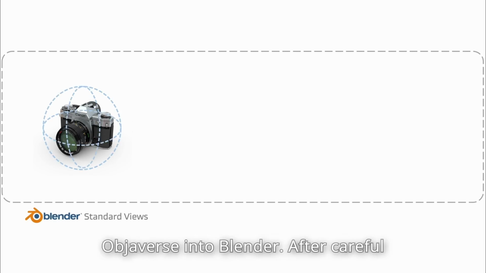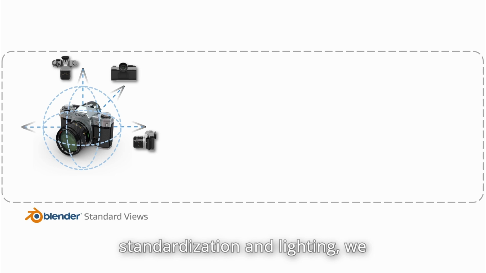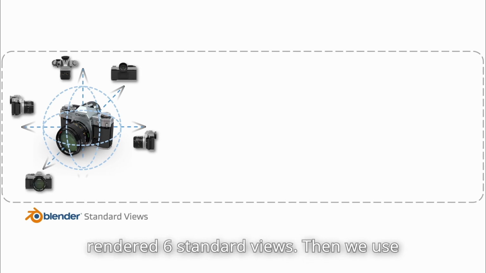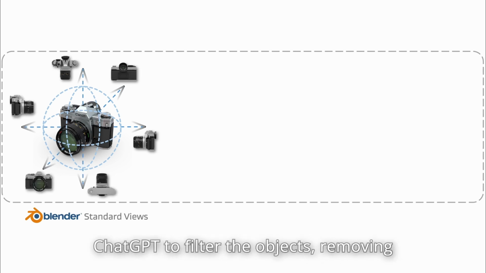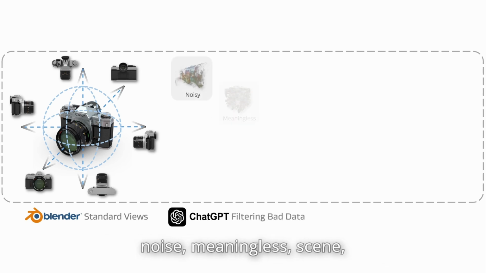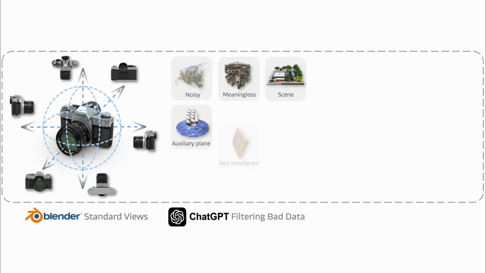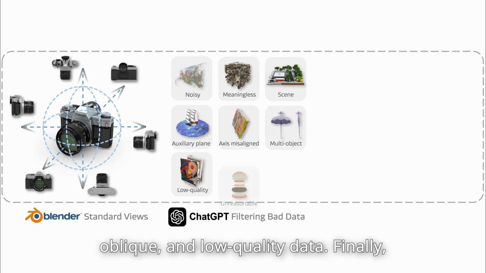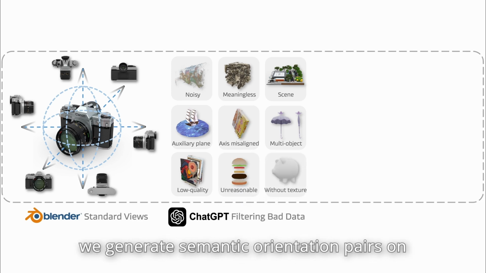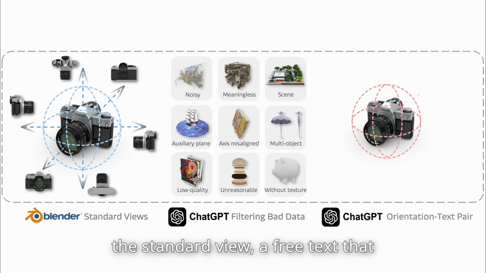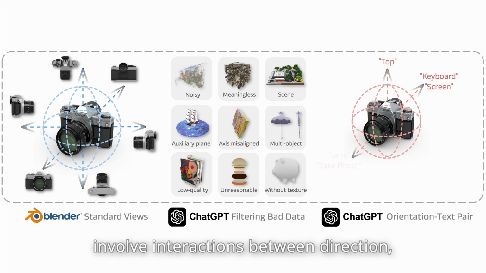We import 800,000 3D assets from Objaverse into Blender. After careful standardization and lighting, we render 6 standard views. Then we use ChatGPT to filter the objects, removing noise, meaningless, scene, oblique, and low-quality data. Finally, we generate semantic orientation pairs on the standard view, free text that may involve interactions between direction, part, and action.